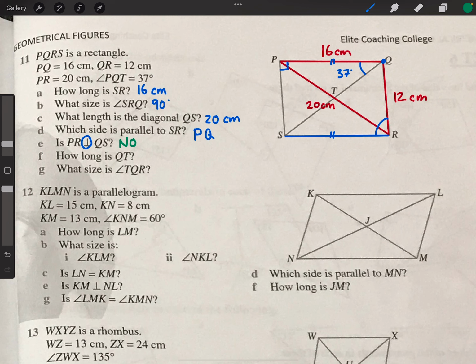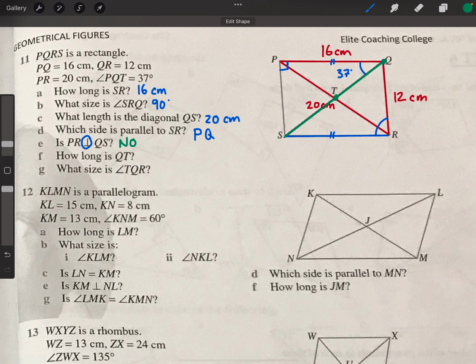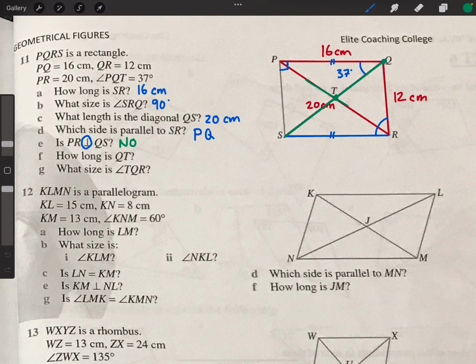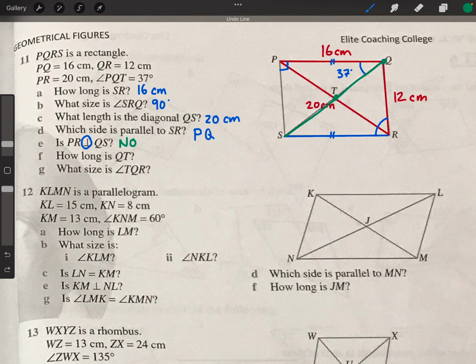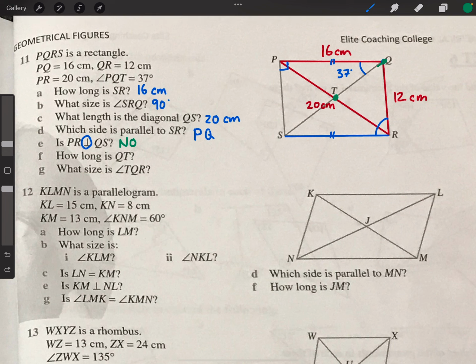How long is QT? From Q to T, so this one here. Now what we do know is that the diagonals of a rectangle cut each other in half. So the diagonal PR will cut this length QS in half. What that means is that if QS is equal to 20, half of this must be 10. So QT must equal 10 centimeters. Oh, sorry, I said 5. Half of 20 is 10.